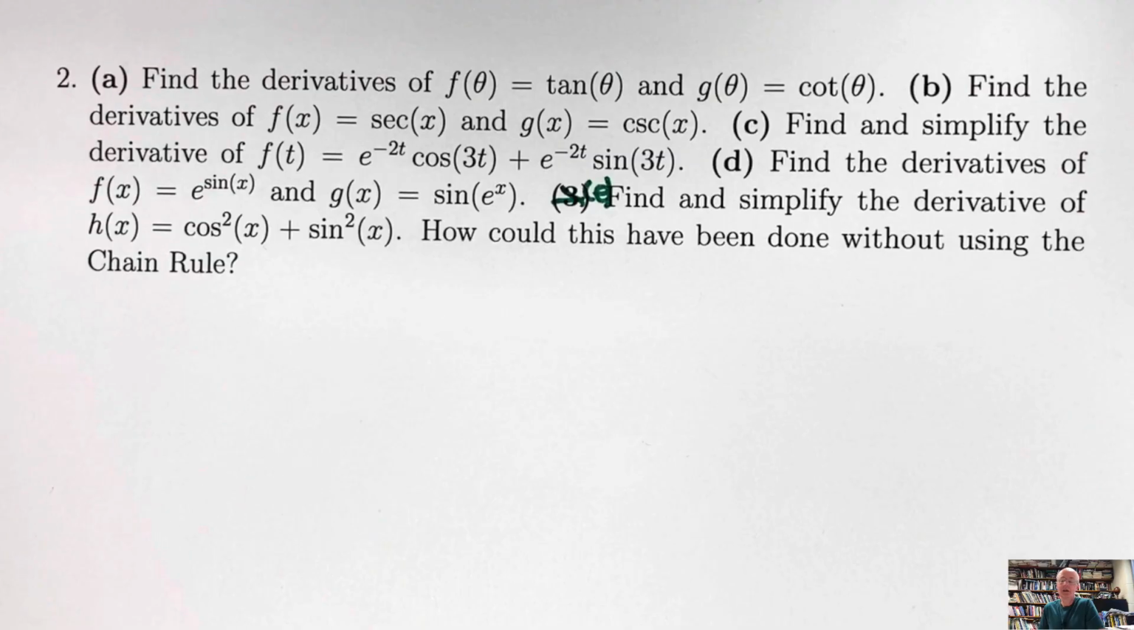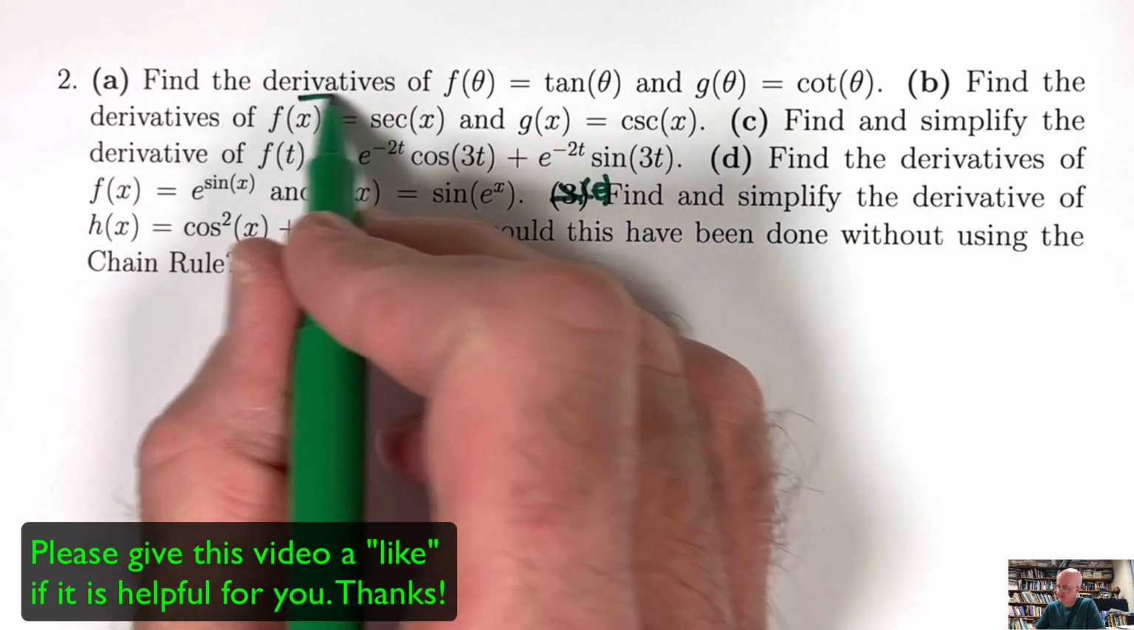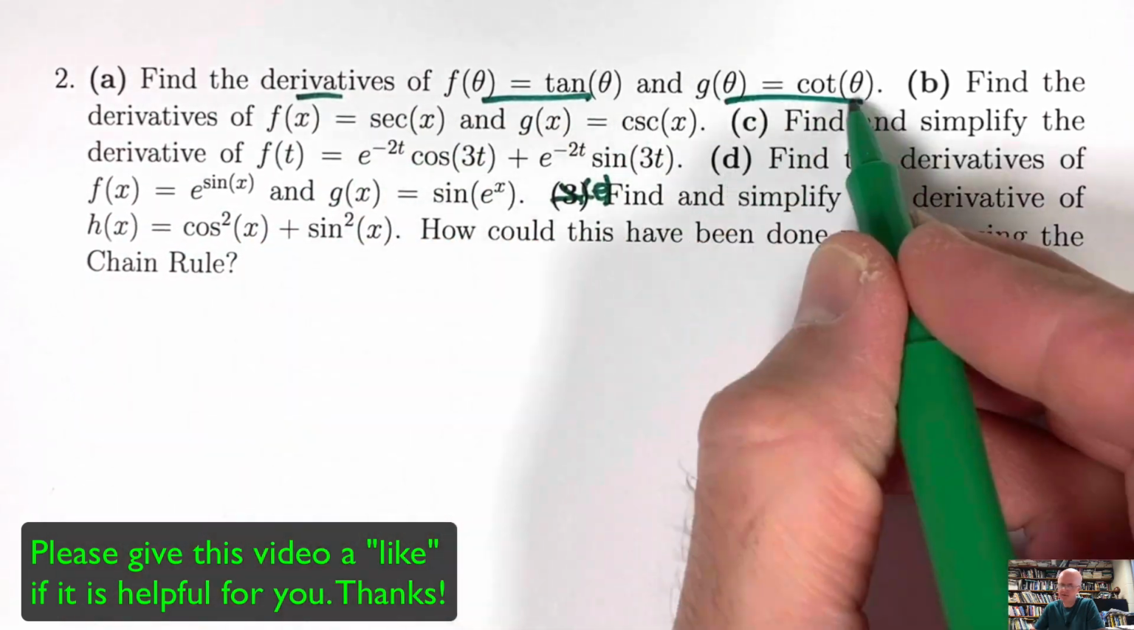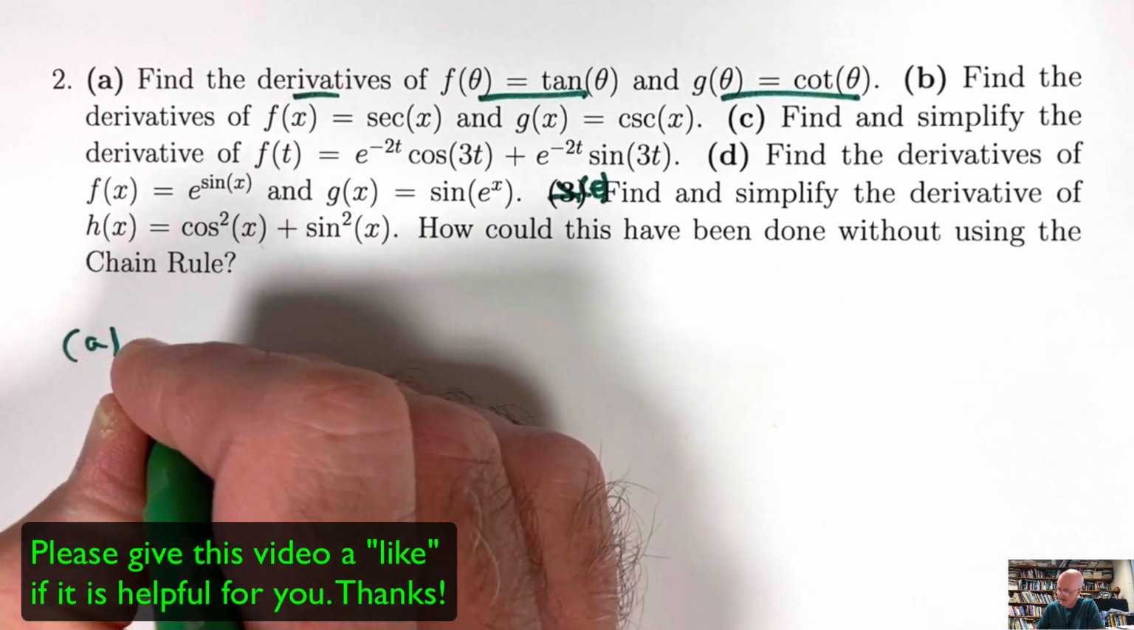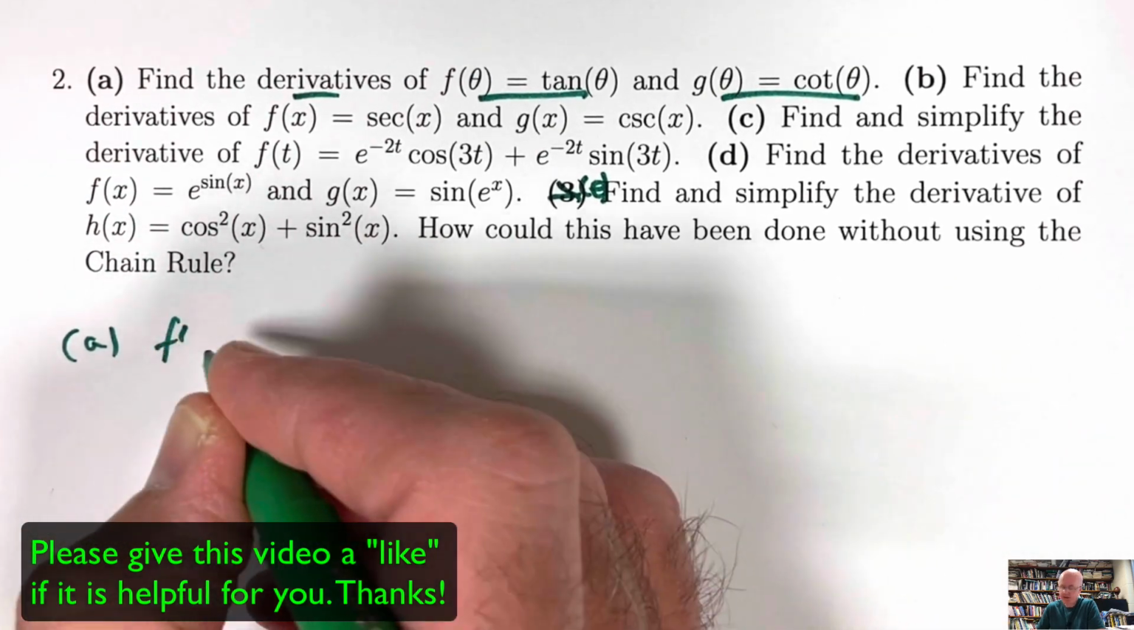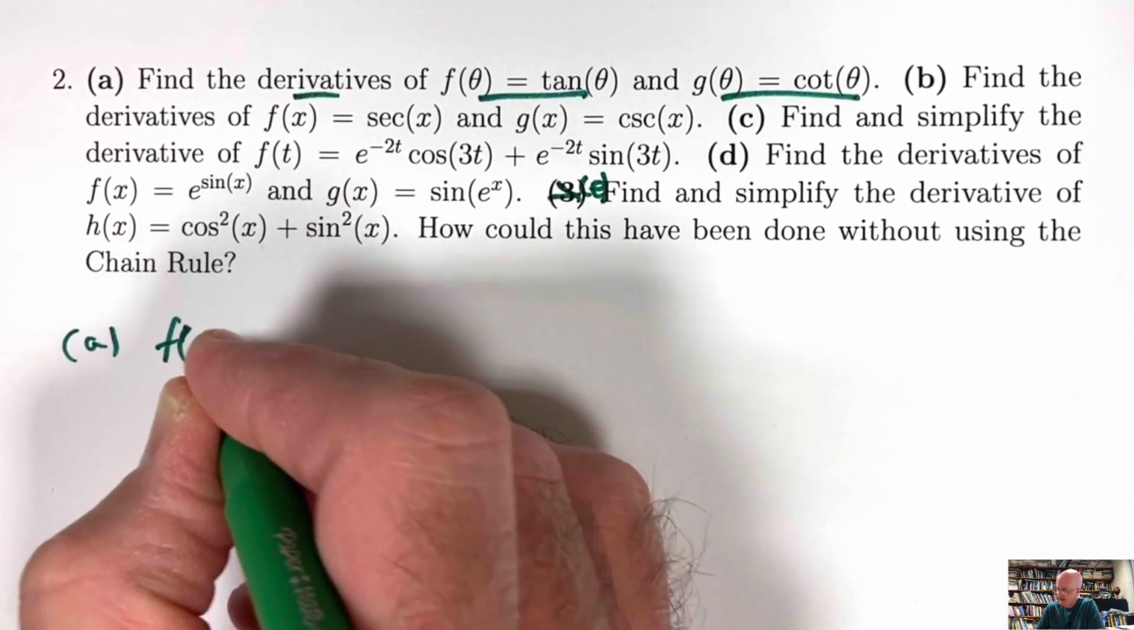In number 2, we continue with more derivatives of trigonometric functions and related functions. Part A says, find the derivatives of the tangent function and the cotangent function. I'm using a different variable for some variety here, theta. All right, so the derivative of the tangent function. F of theta is the tangent function.